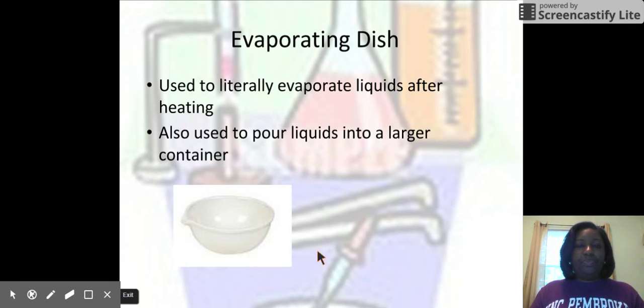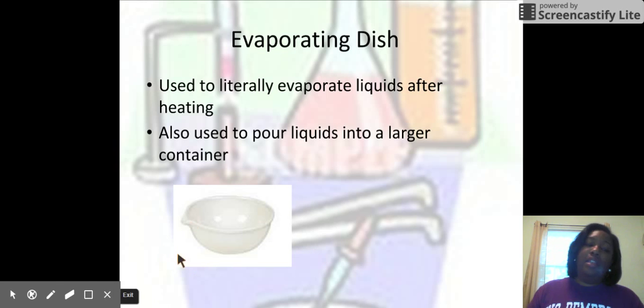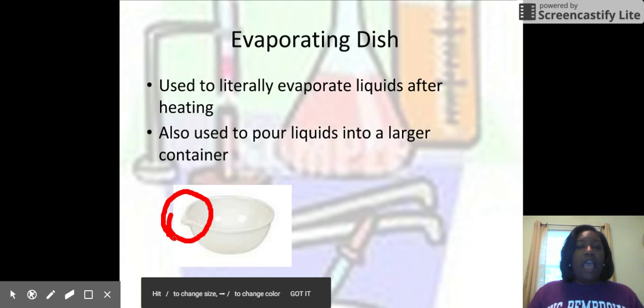Okay. An evaporating dish is used for evaporating liquids after they've been heated. That's when you're basically going to pour something into something else, and you have this little spout right here, like a pitcher, and that helps to pour evenly into a larger container.